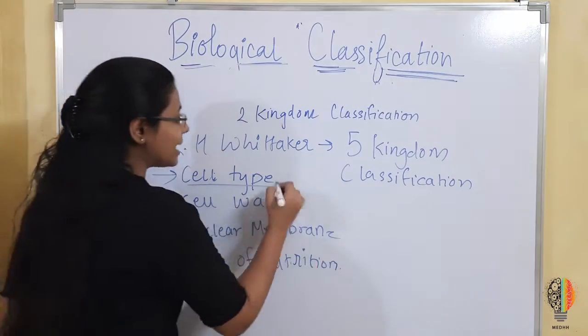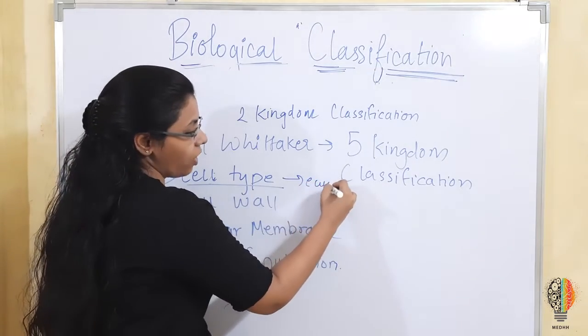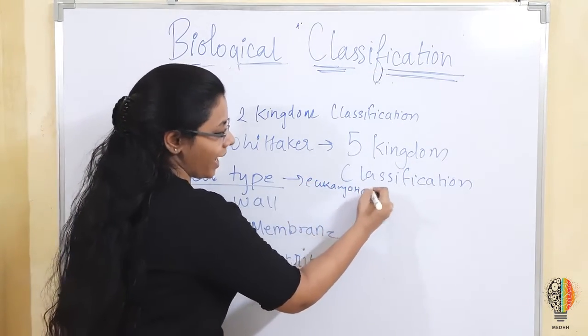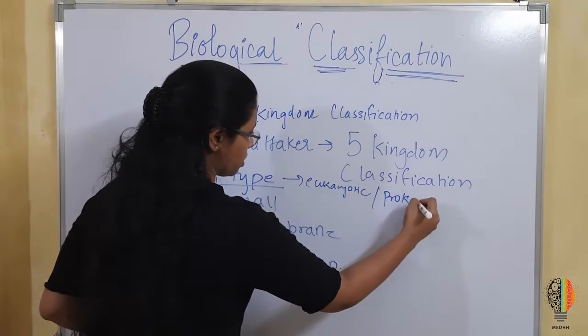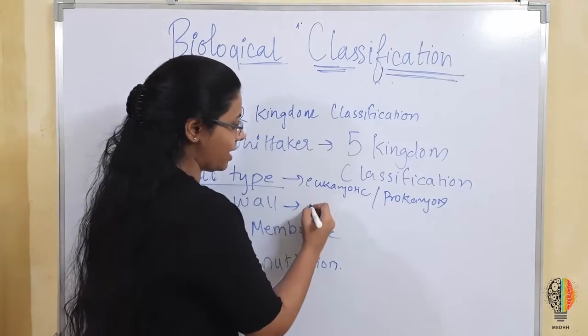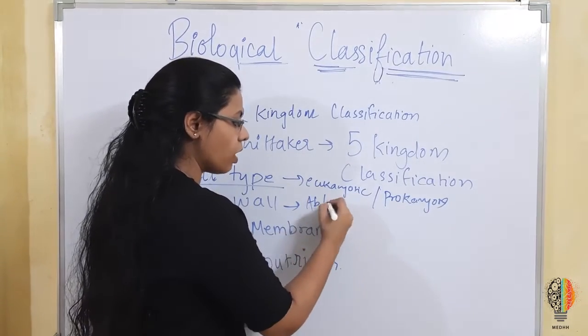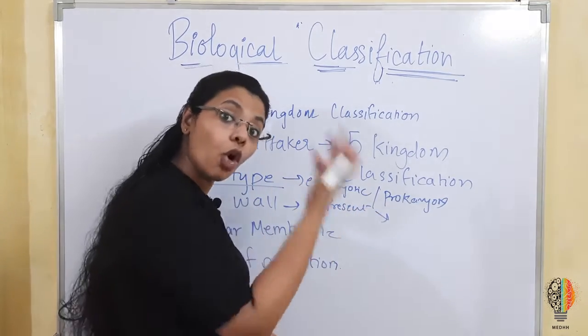So cell type, when we say it is eukaryotic or prokaryotic. Cell wall, when I say, whether it is absent or present. If it is present, what is the composition?